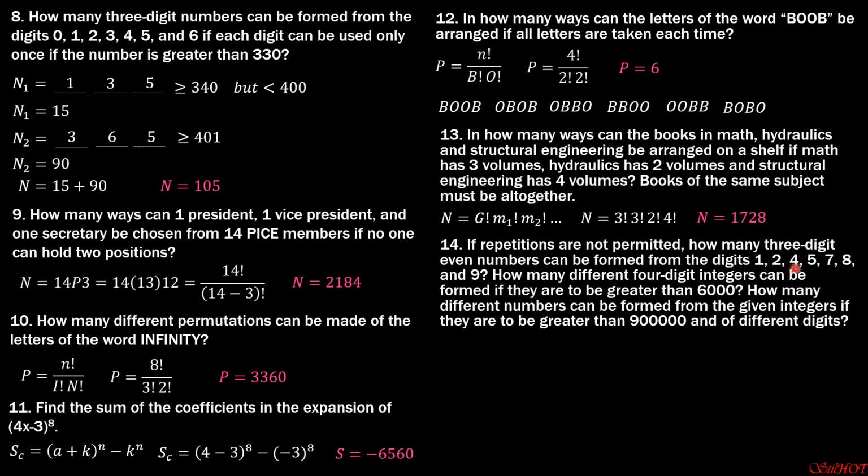So for the first one, three-digit even numbers, a number is even if the last digit is even, right? So that's the guide. So we must determine the number of ways in assigning the last digit, and it should be even. So we draw 3 horizontal bars because it is definitely a 3-digit number. So there are 2, 4, 8. These are the even digits. There are 3 available even digits. So there are 3 ways to assign an even digit here.